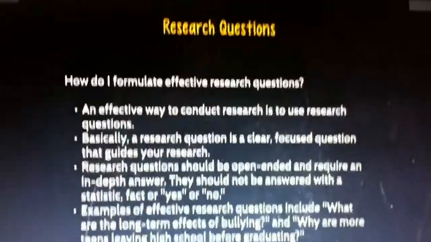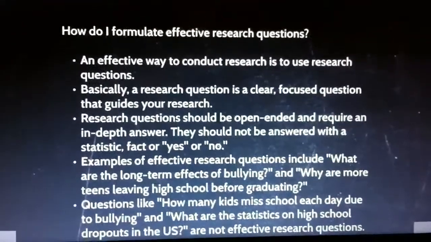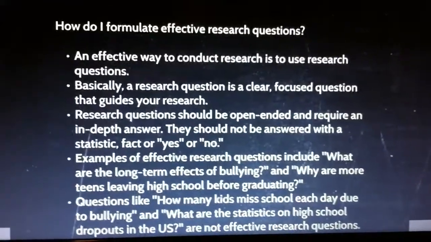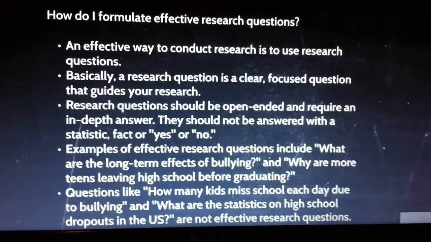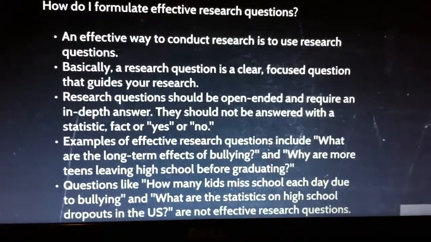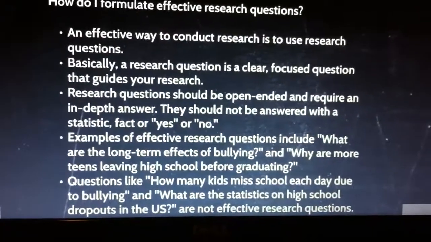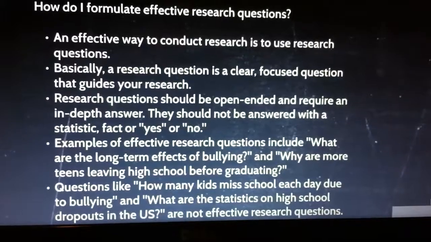The first thing we're going to do is talk about research questions. How do you formulate effective research questions? An effective way to conduct research is to regularly use research questions. Basically, a research question is a clear, focused question that guides your research. They should be open-ended and require an in-depth answer.